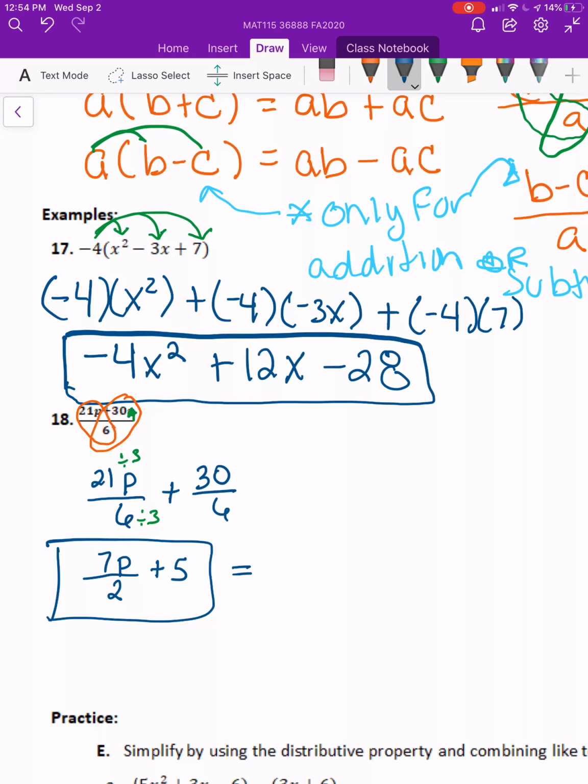Now, if you remember, we were talking about the coefficients of variables. So you can also write this as 7/2 p. That's fine too. That would be a good answer for this one.